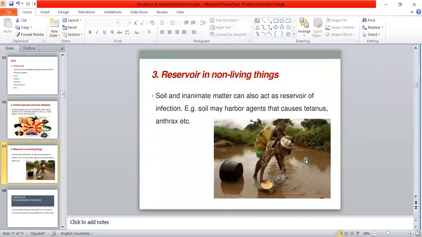Reservoirs in non-living things. Soil and inanimate matter can also act as a reservoir of infection. For example, soil may harbor agents that cause tetanus and SARS.